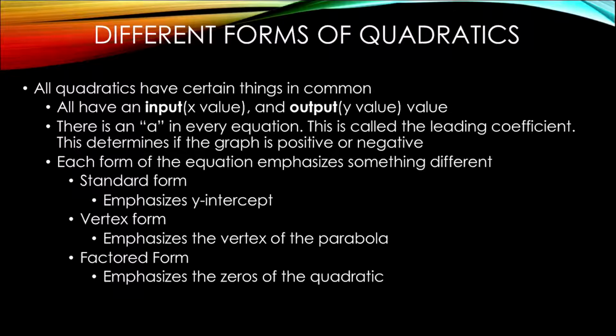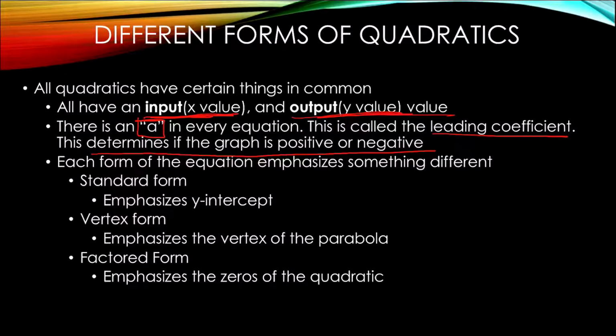Okay, different forms of quadratics. All quadratics have certain things in common. They all have input values, which we describe as our x values. They all have output values, which are my y values. In every equation, there is an a. This is called the leading coefficient. This leading coefficient determines if the graph is positive or negative. These are some important things that you probably want to have in your notes.